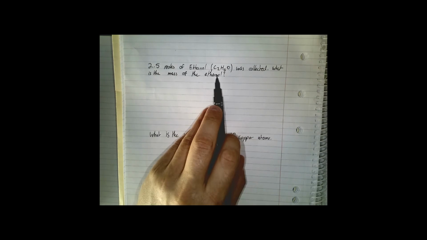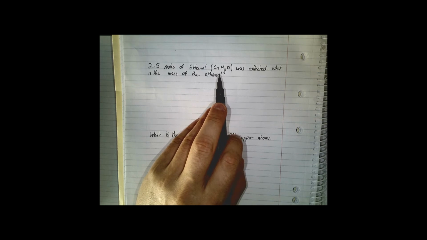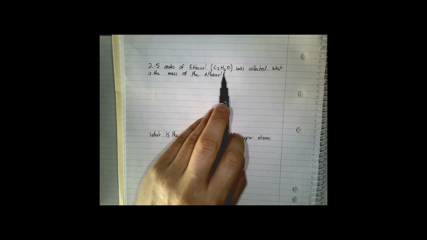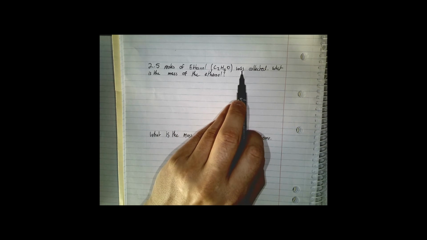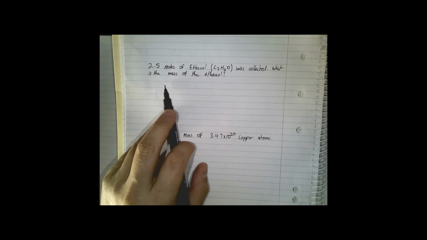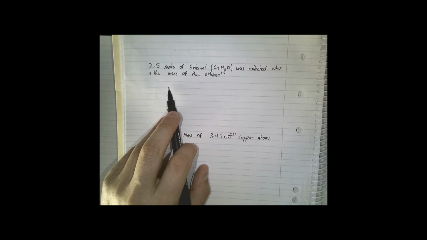What I have here is that we have 2.5 moles of ethanol, and I've given the formula here as well. This isn't something that you would have to know off by heart at the moment, probably something that you would need to know by, say, HSC time, but for now, I'll give you the formula, and that should be fine. Was collected in some sort of reaction or experiment, and the question is, what is the mass of the ethanol?